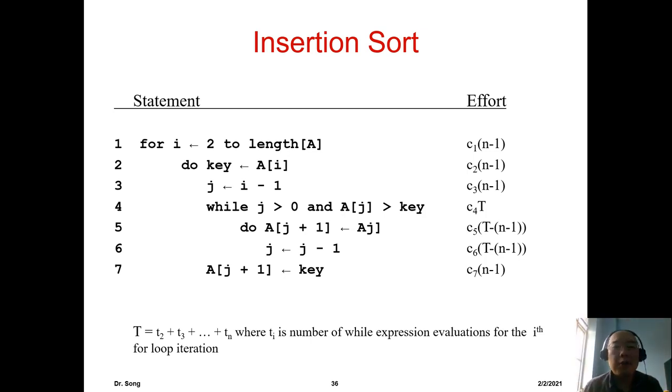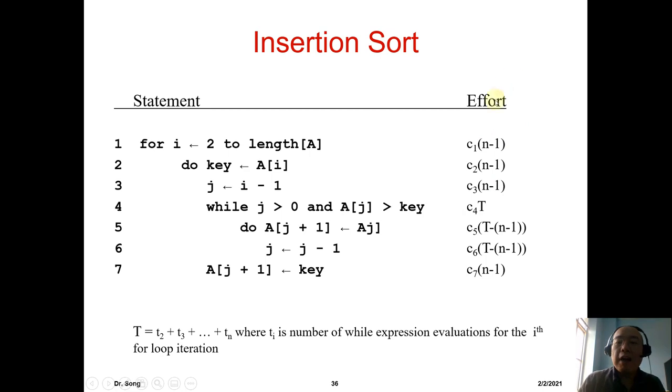And how many values are we inserting? The number should be n minus 1. So that means the cost of running line 4 should be C4 T, and the cost of running line 5 and line 6 should be C5 (T minus (n minus 1)) and C6 (T minus (n minus 1)). Okay, so we figured out the effort to run the whole algorithm by counting how many times we are going to visit each line of the code.